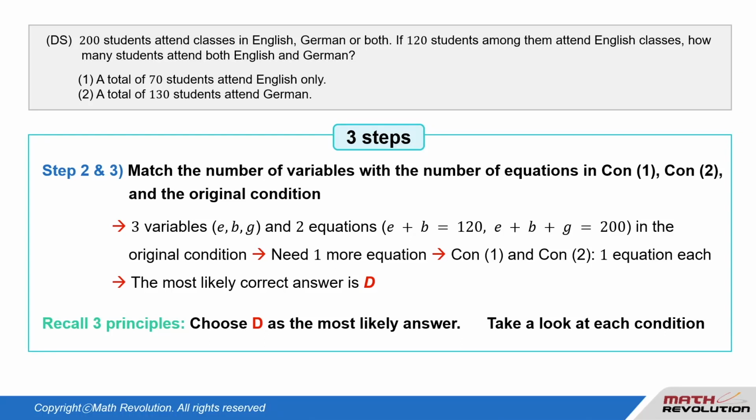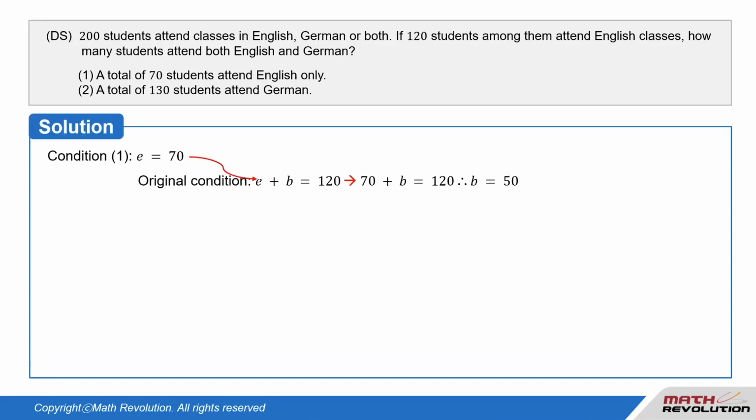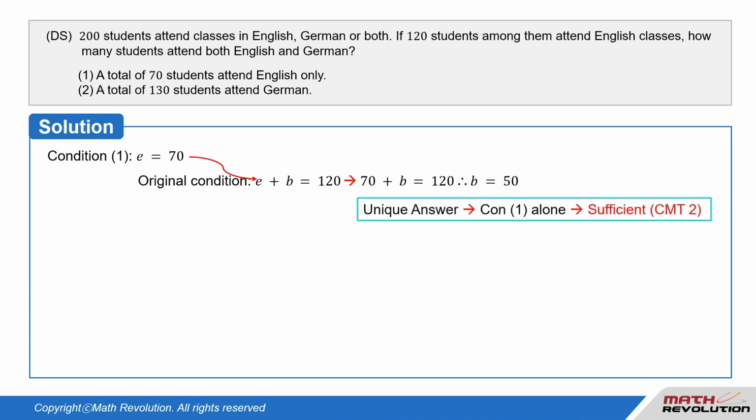Let's take a look at each condition. Condition 1 tells us that E equals 70. Therefore, substitute 70 for E in E plus B equals 120 to get 70 plus B equals 120, or B equals 50. The answer is unique, so the condition is sufficient by the common mistake type 2, which means that the number of answers must be 1.